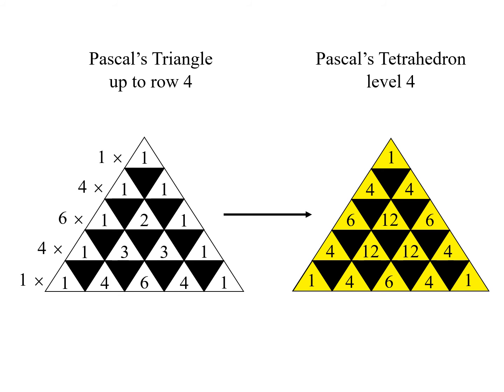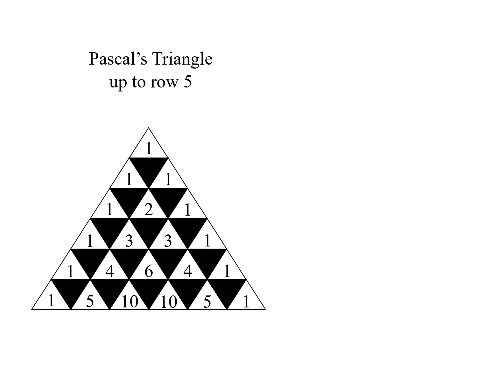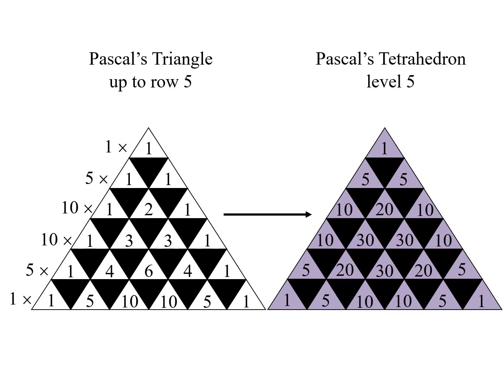Pascal's tetrahedron, level 4. Here's Pascal's triangle up to row 5, multiply by row 5, and get Pascal's tetrahedron, level 5. This is another way of generating Pascal's tetrahedron.